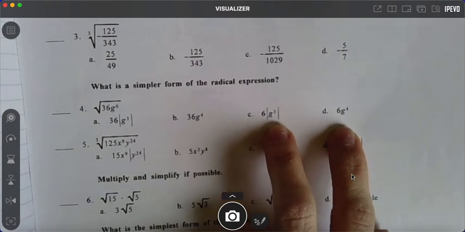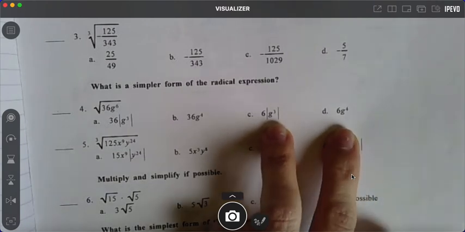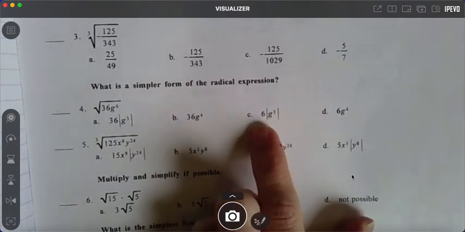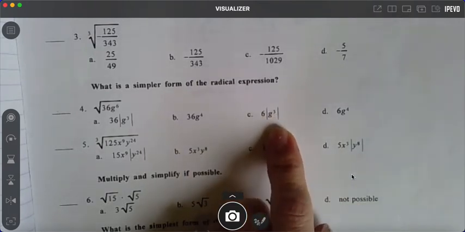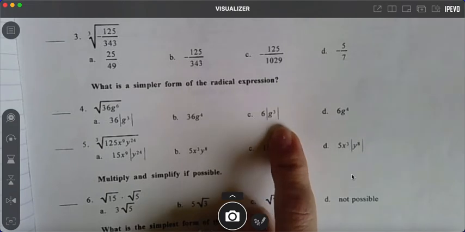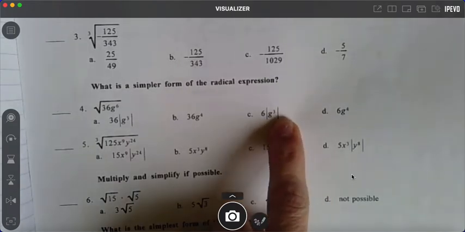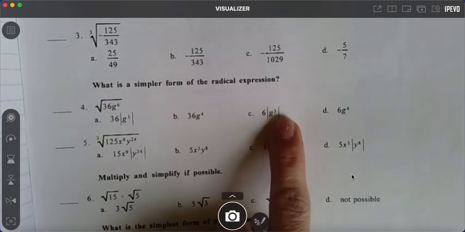Forget about the absolute value bars, y'all. Don't even look. Then g to the 6. What is the square root of g to the 6? It's basically 6 divided by 2, which is what? 3. So you can tell. The reason, I just hinted to y'all, the reason the absolute value bars are there is because I have an even root and an odd exponent.